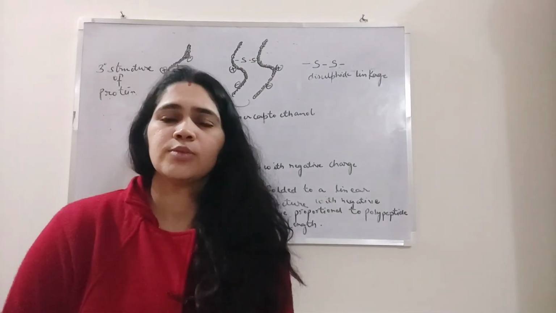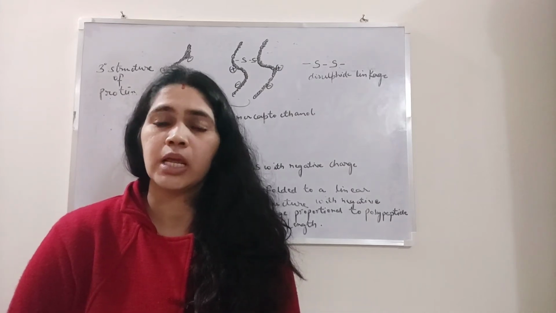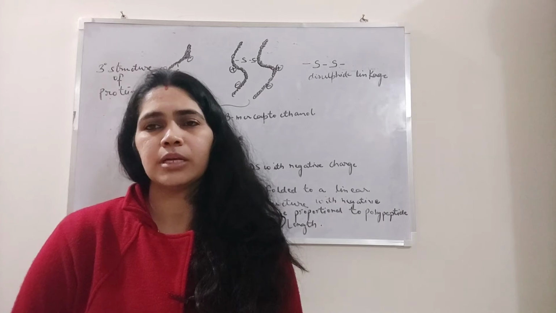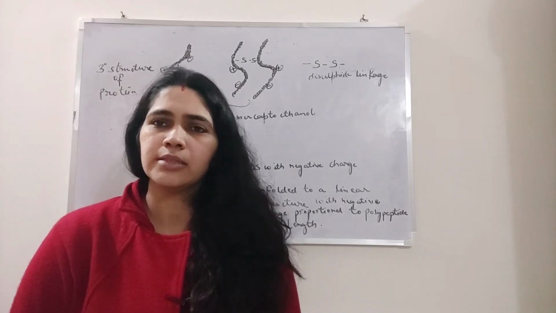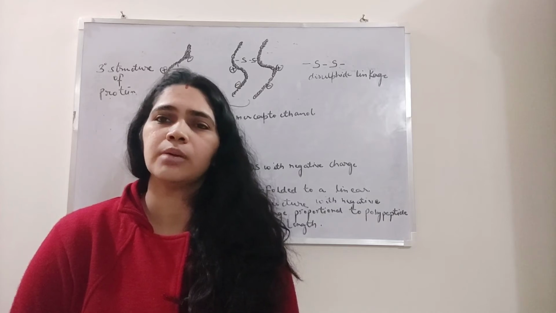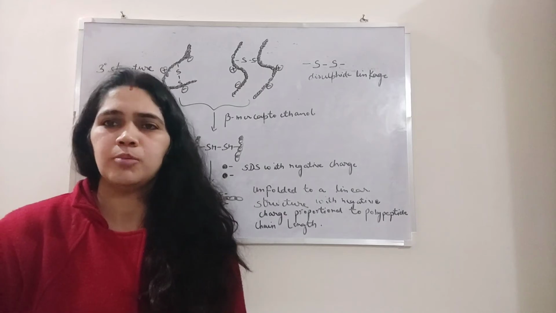Now the question arises, why do we use beta mercaptoethanol and SDS along with the buffer solution? Beta mercaptoethanol reduces the disulfide linkage that holds the protein in its tertiary structure, and SDS, which is an anionic detergent, denatures the protein. Now let us try to understand this process with the help of this figure.